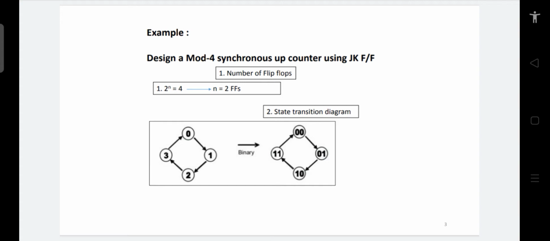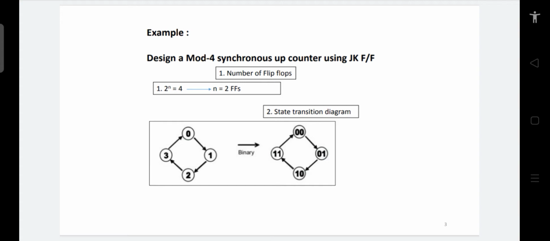Let's say we have to design a mod 4 synchronous up counter using JK flip-flops. So it is only an up counter. I'll give you certain simple examples, but later on you can use these examples to solve various difficult problems from the book as well. After having the basic understanding of synchronous counters, you will be ready to solve all the problems, I think.